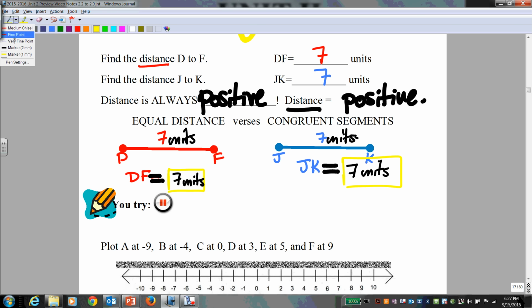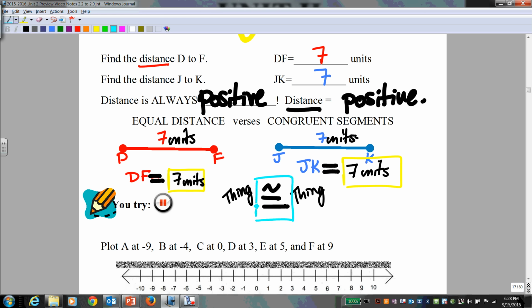Now, watch this notation. This is a new notation to you. If I want to compare things, not measurements, things. I want to compare a thing to a thing, and I say they are of equivalent nature. So just put that sign right there, a thing to a thing. We use that symbol right there. That symbol is congruent.